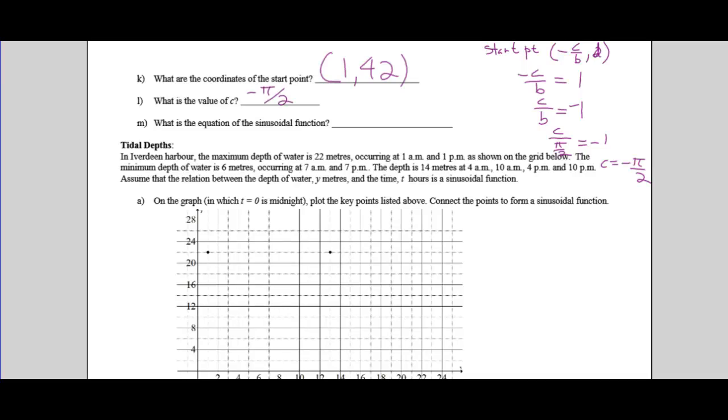What is the equation of the sinusoidal function? All right, so we figured out a. What's a? 40. Sine. We figured out b. What's b? Pi over 2. Figured out c. What's c? Okay, so we're going to go plus negative pi over 2 or just minus pi over 2. And we figured out d. What's d? Plus 42.